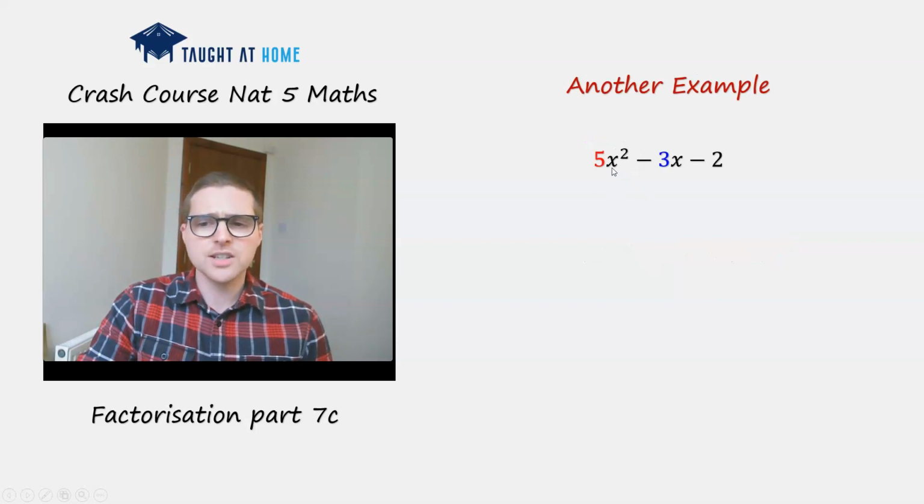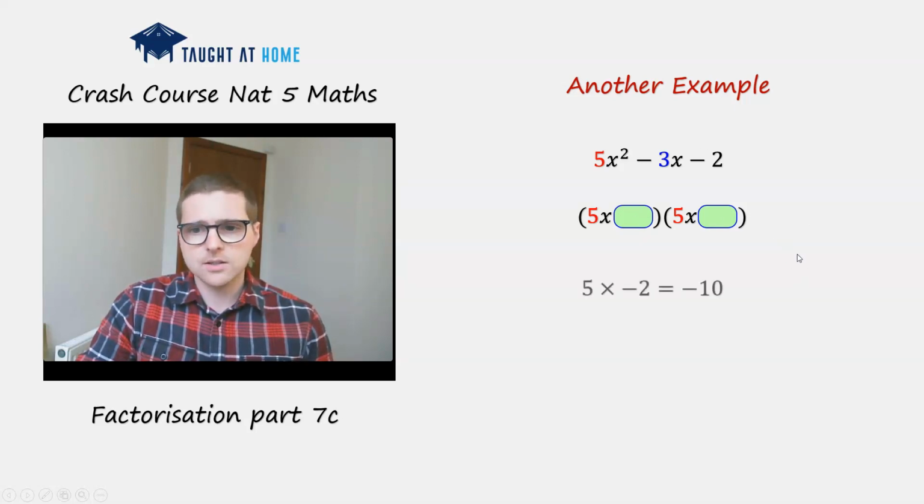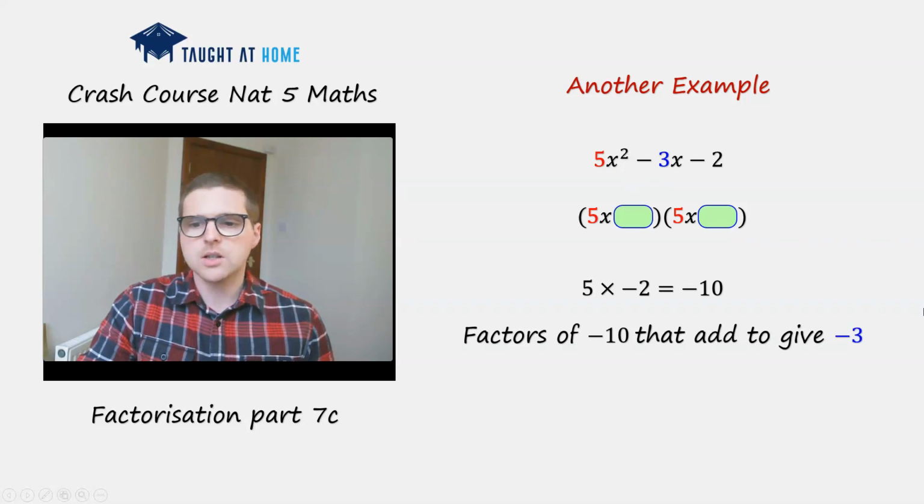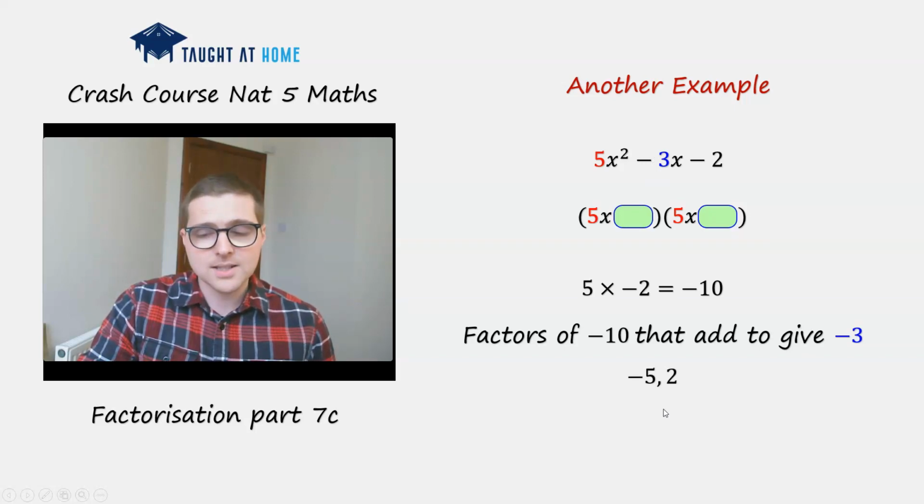Now we're asked to factorize 5x squared minus 3x minus 2. Okay, what we're going to do is put the 5x into the brackets, and all we have to do is figure out what goes here. So we're going to multiply the 5 and the minus 2 together to give us minus 10. So now we have to find the factors of minus 10 that add to give minus 3. So that would be minus 5 and 2. Minus 5 times 2 is minus 10. Minus 5 plus 2 is minus 3. So we're going to put them in these spaces here.